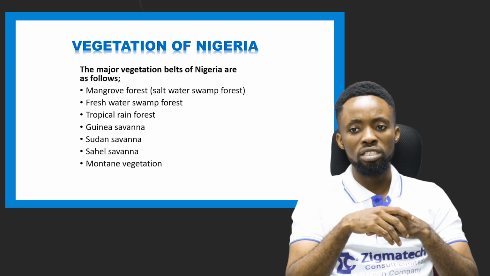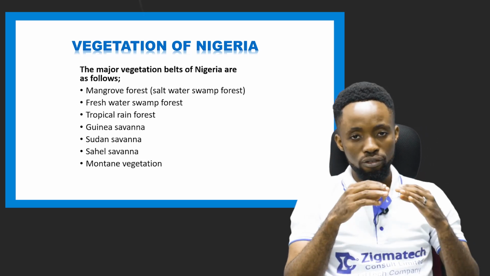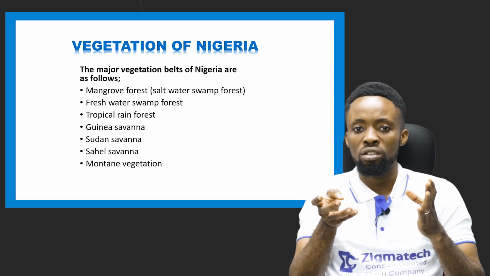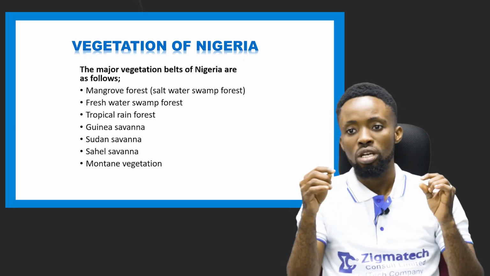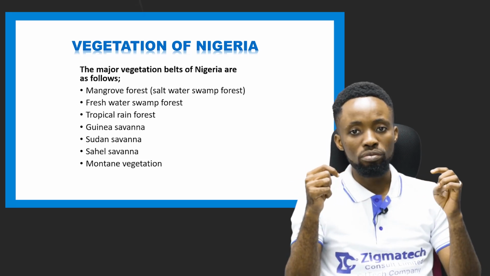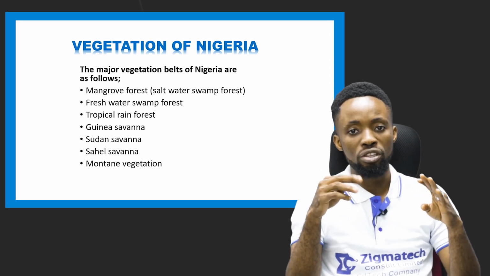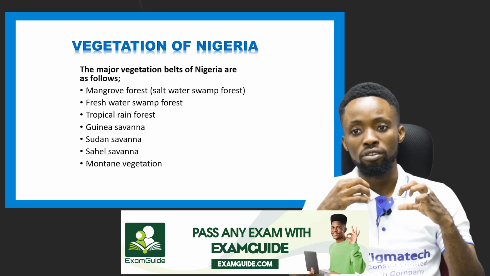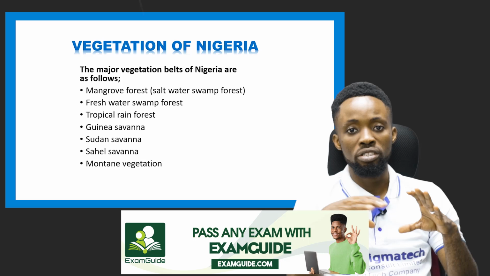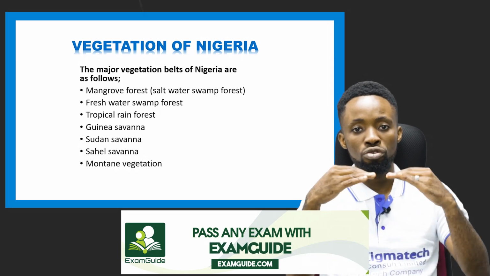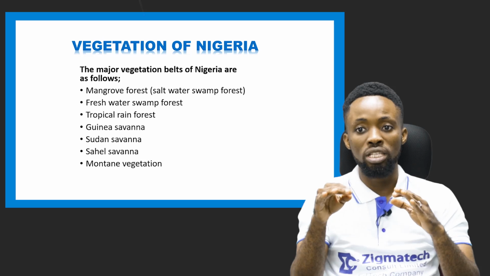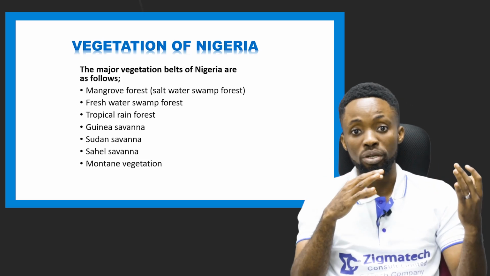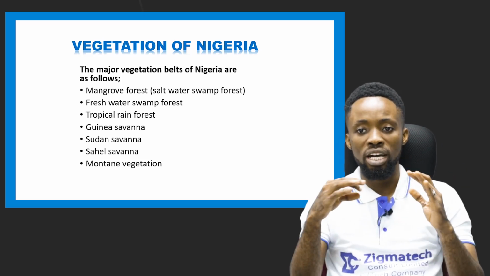The first vegetation is called the mangrove forest, or the saltwater forest. This vegetation is found in the coastal regions of Nigeria in the south, and you have plants growing with aerated roots, thriving in places where you have salt water or estuaries. Then when you move further inland, we have the freshwater swamp, found in Rivers State, some places in the northern part of Bayelsa, some places in Abia, and the rest.